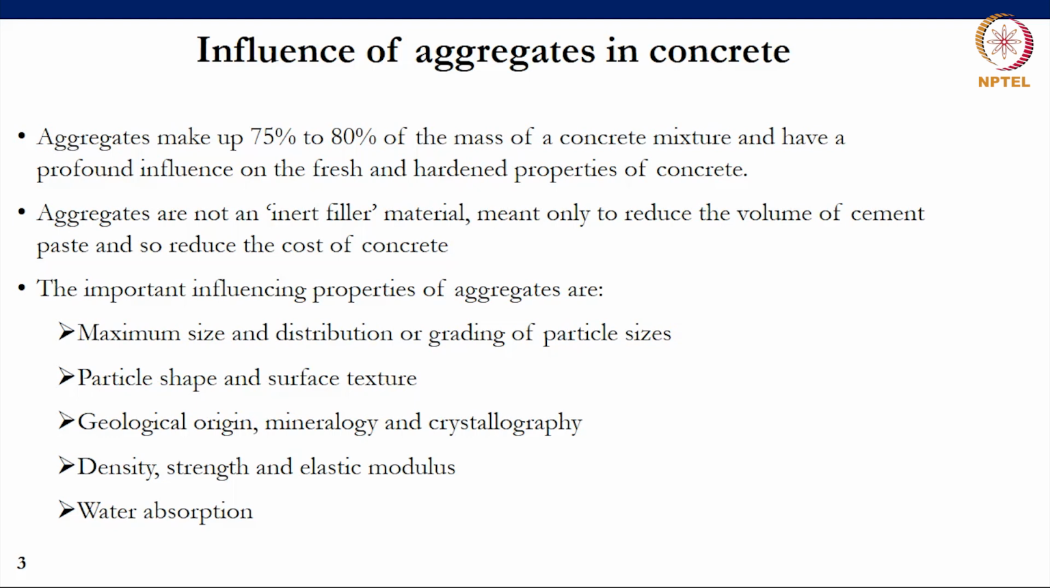Now, of course, anybody who's worked with concrete will know that aggregates make up about 75 to 80% of the mass of a concrete mixture. And as a result, they have a profound influence on the fresh and hardened properties of concrete. There was a time when aggregates were thought of as an inert filler in concrete. And of course, this is not true, and we fully understand that aggregates are more than materials that are meant to reduce the volume of cement paste and as a result reduce the cost of the concrete. Well, of course, it does that. Its influence is a lot more than simply an inert filler.